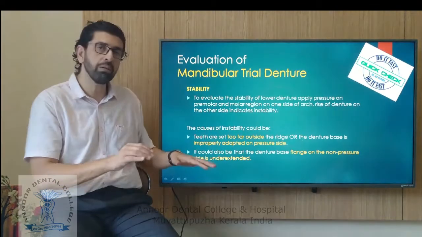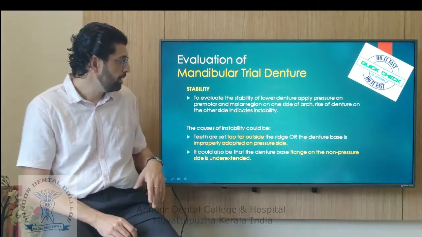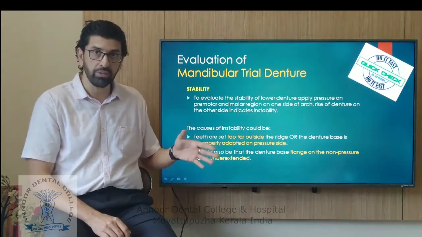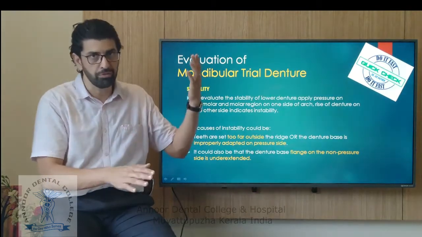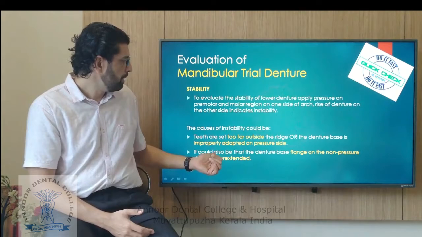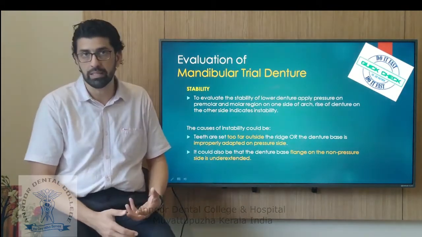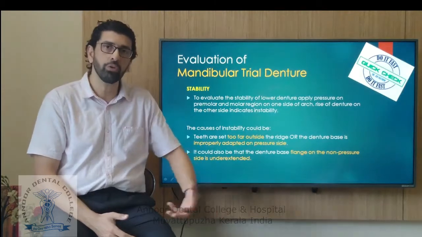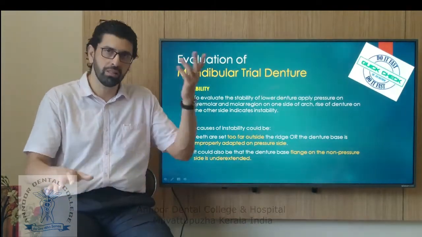The other one is there's improper adaptation of the denture on the pressure side. Okay, so if there's an improper adaptation, you press it and something flexes and the other side lifts up. So this is one main reason. The other one is you can also expect that the flange on the non-pressure side is highly underextended. So if it's not well extended into the vestibule, there's no retention or support coming from there. When you press this, it just lifts off.